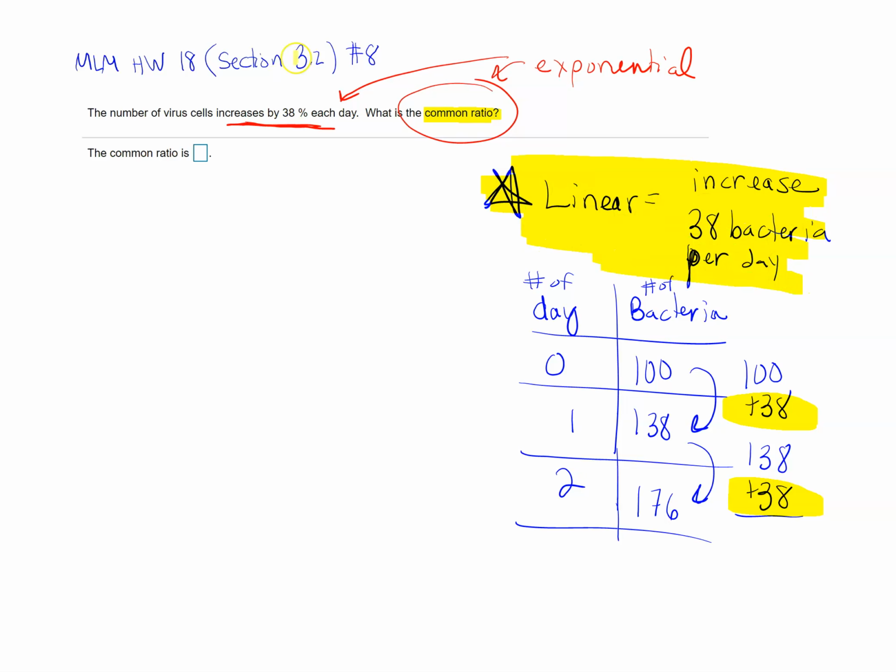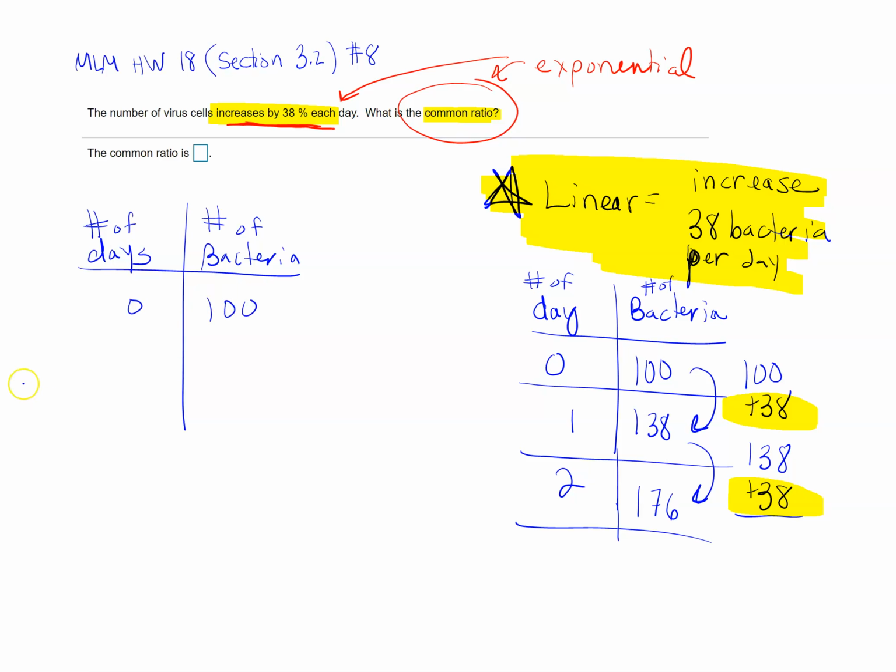But we're not told a certain number of bacteria each day. We're told it's increasing by a percentage. So what would that look like? Let's use the same example here where my number of days is my input, and I'm calculating number of bacteria. And let's still start with 100 bacteria. I'm just making this up as an example.